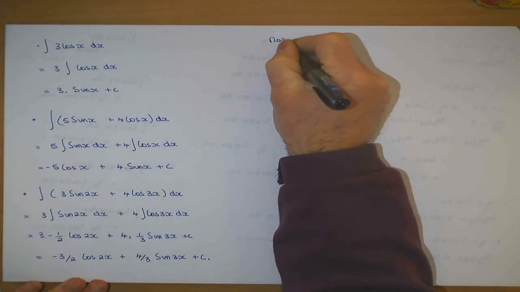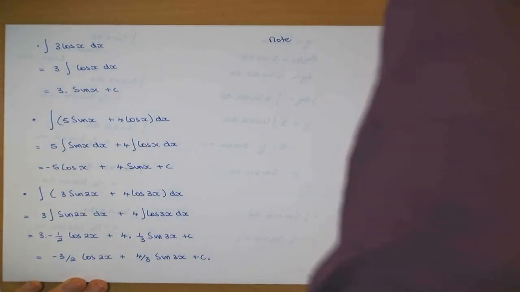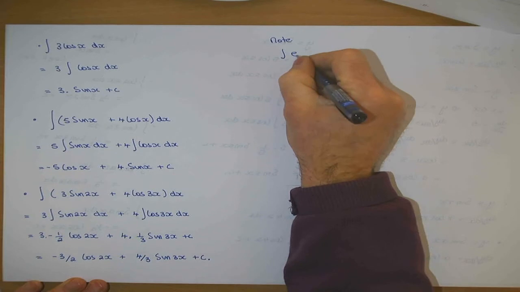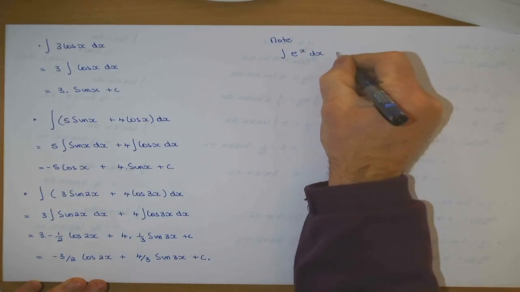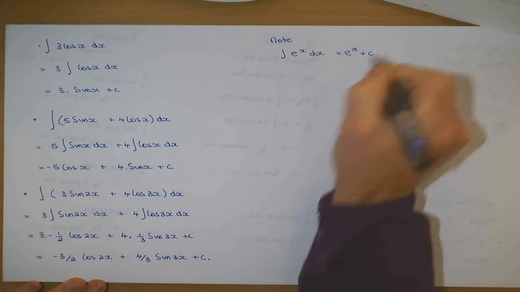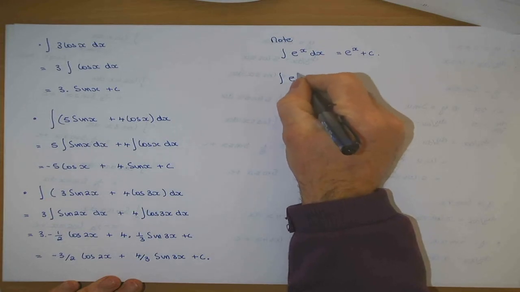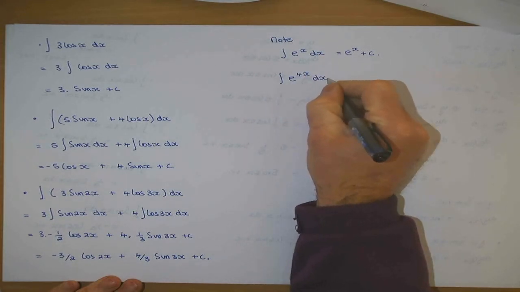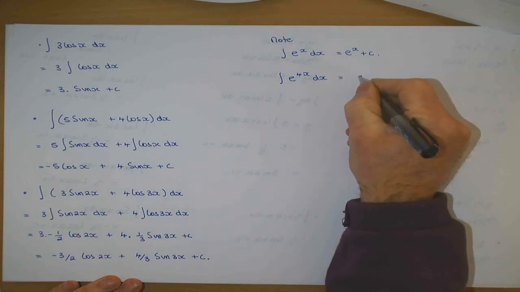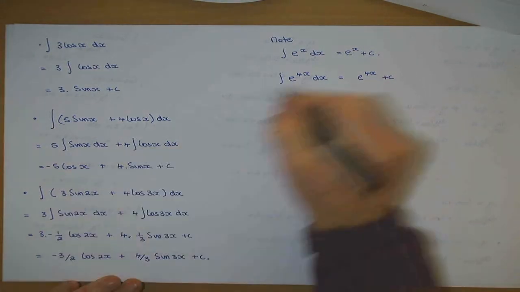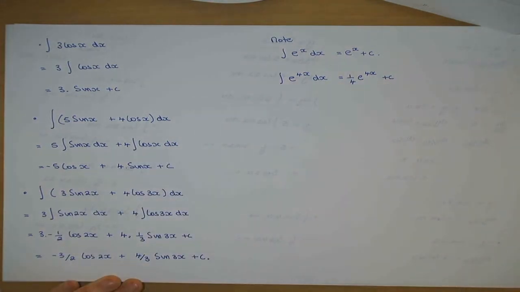So now, another little note. I know this is a lot of info, but I think a lot of it I went through yesterday. If I integrate e to the x dx, it gives me e to the x plus c. When you differentiated e to the x, you got e to the x. If I integrate e to the 4x dx, I get e to the 4x plus c. What does this 4 cause? 1/4. Yes? Whereas in differentiation it would cause 4 times.